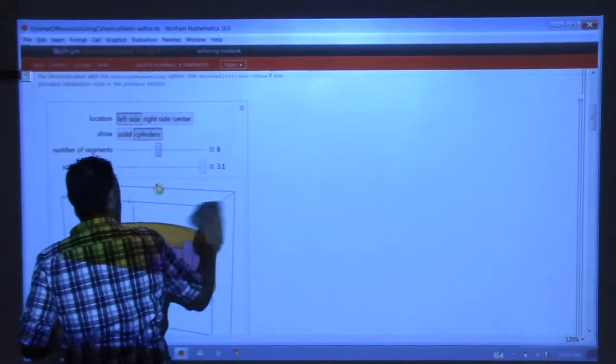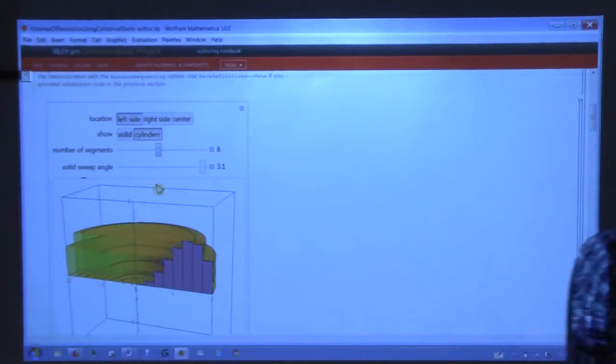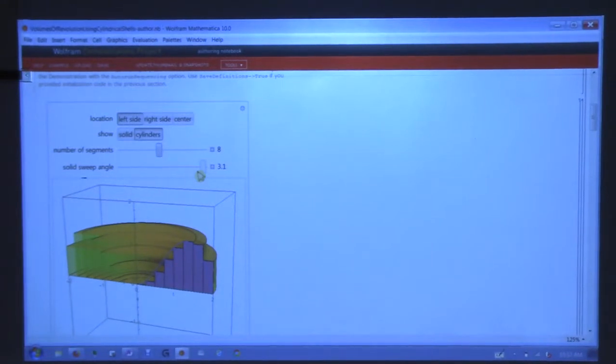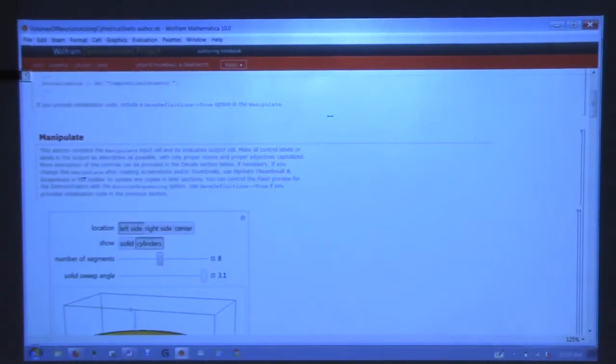So look at this picture. This animation's not as good as the one we've had before, and it doesn't even appear to want to work.